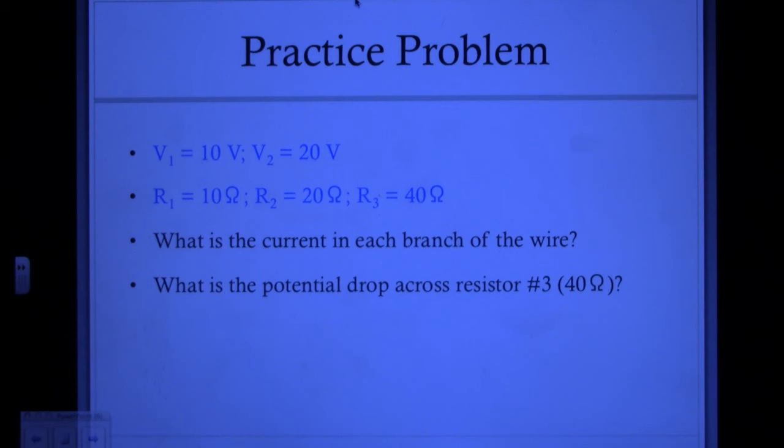In this problem, we will use the exact same circuit diagram as the one on the previous slide. We will assume the voltage across the battery in loop 1, which we will call V1, is 10 volts. The voltage across the battery in loop 2, V2, will be 20 volts. Resistor 1 will have a resistance of 10 ohms, resistor 2 a resistance of 20 ohms, and resistor 3 40 ohms. Our questions are, what is the current in each branch of the wire, and what is the potential drop across resistors?